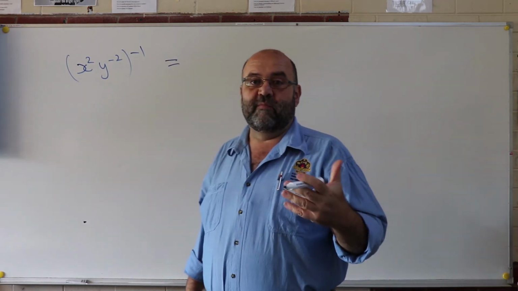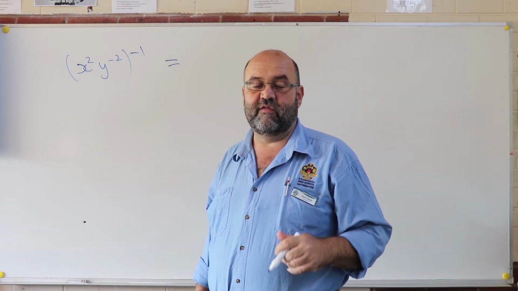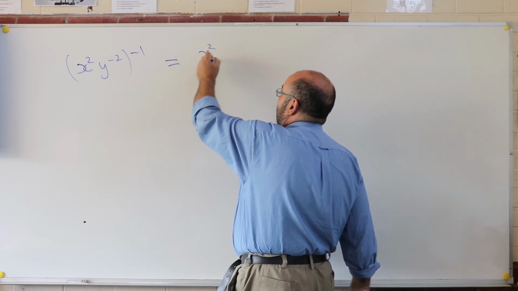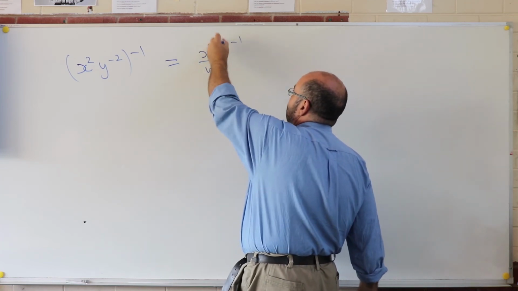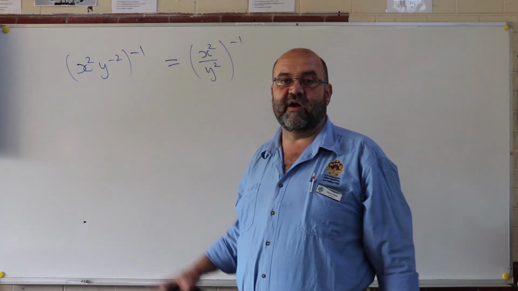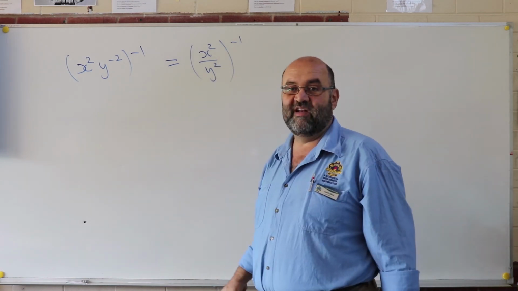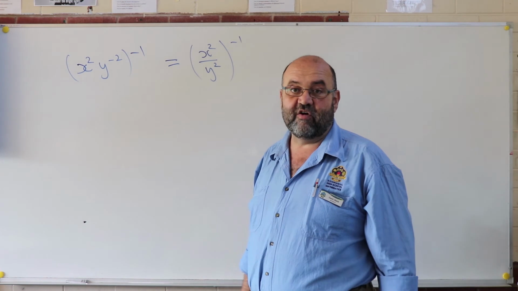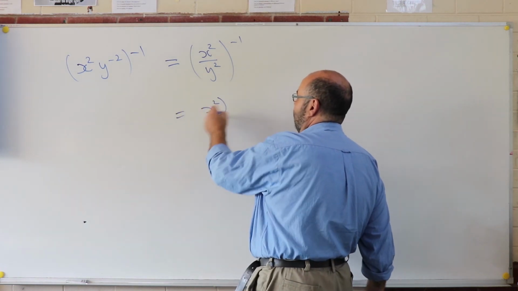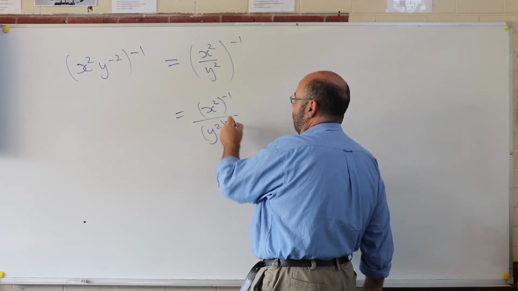Okay, y to the power of negative 2, the y is on the wrong side of the vinculum, the fraction line. So that's x squared over y squared to the power of negative 1. Well, what does the power of negative 1 do? Well, that's a set of brackets with a power on the outside. That power goes to everything inside the brackets. So that is x squared to the negative 1, y squared to the negative 1.